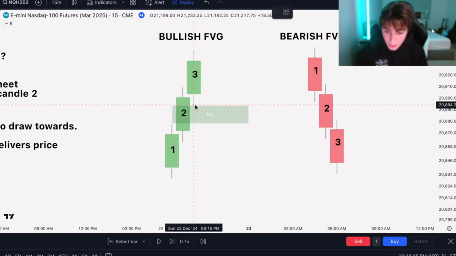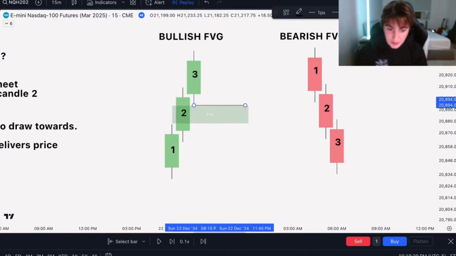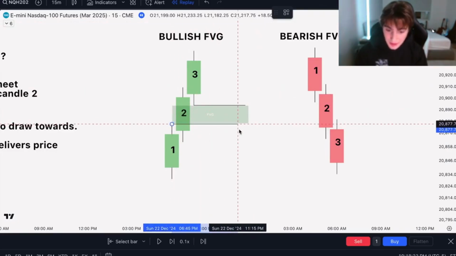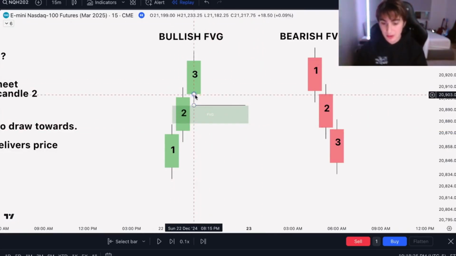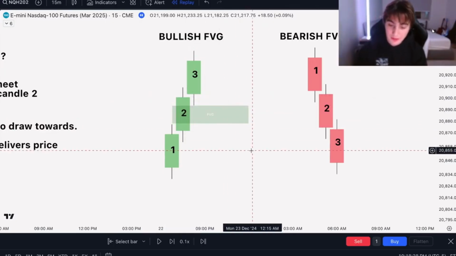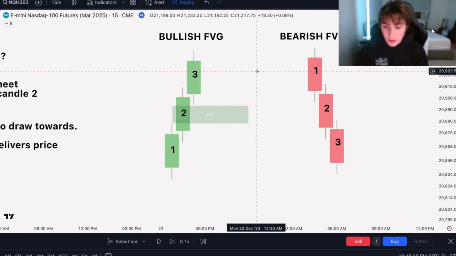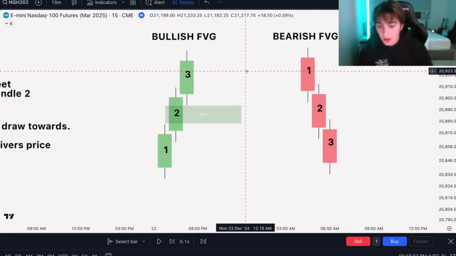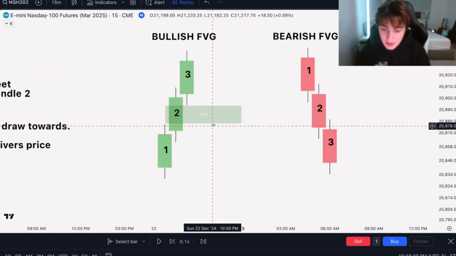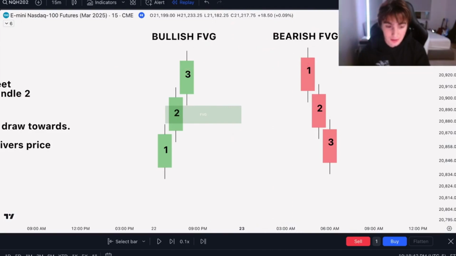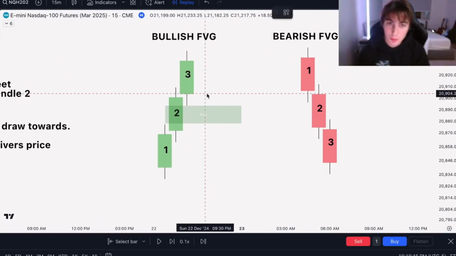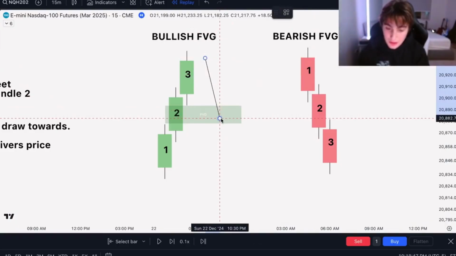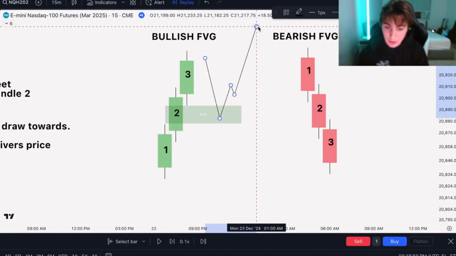So this wick ends right here, and this wick ends right here. The space between those 2 wicks, between candles 1 and 3, is going to create that fair value gap. When we say, okay, did price tap into that fair value gap? Did price respect it? What we're implying is, did price trade into this level and then react off of it? Typically when you open up a bullish fair value gap, you'll get price trading into it, and then you expect it to continue running higher.